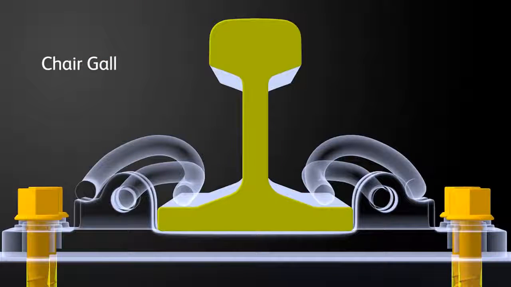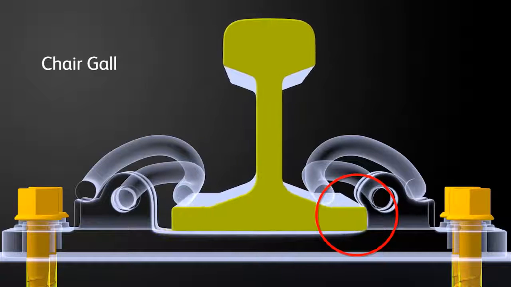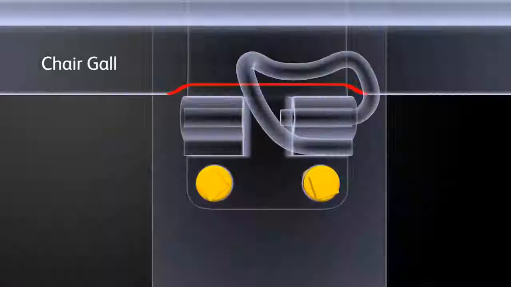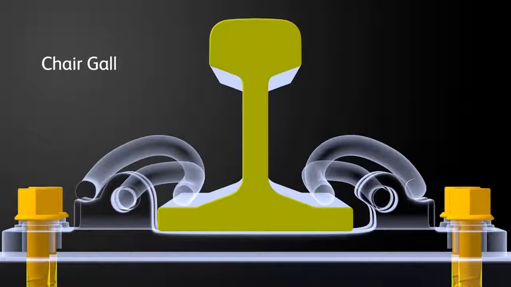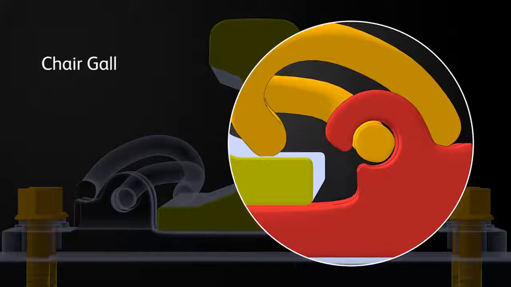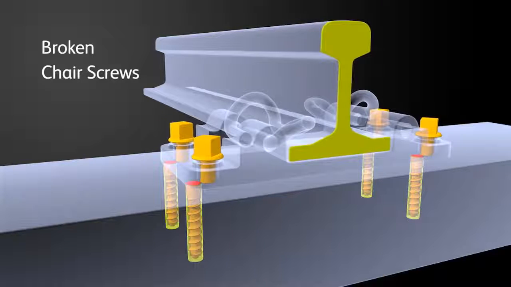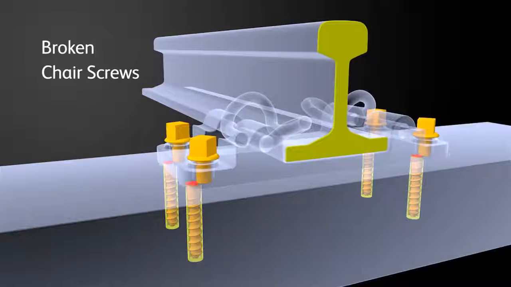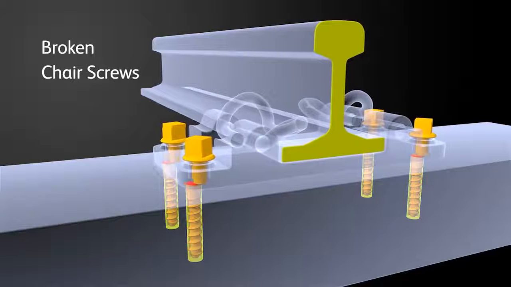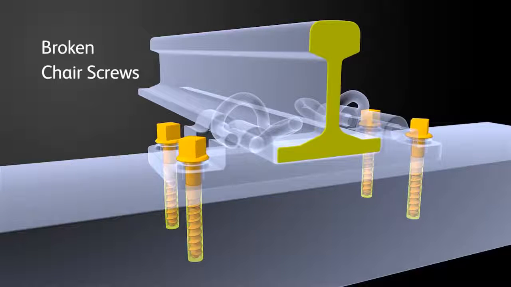Chair gall. The foot of the rails are forced outwards by trains and wear away the inside of the housing on the base plate and the adjacent rail foot. In excessive cases, the rail can wear through the housing and into the hole for the clips. Broken chair screws. On high-loaded curves, the excessive forces of trains could shear the screws at sleeper level. The danger is that the screws can appear intact, but under load are not holding gauge.